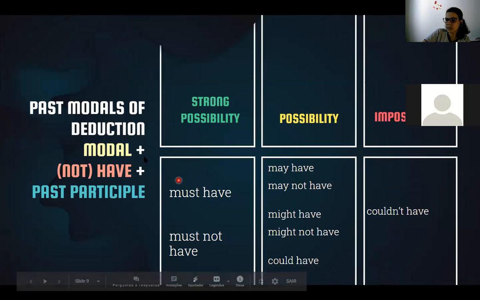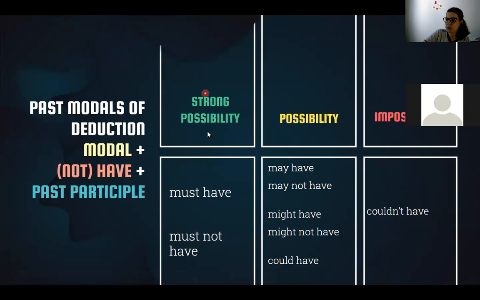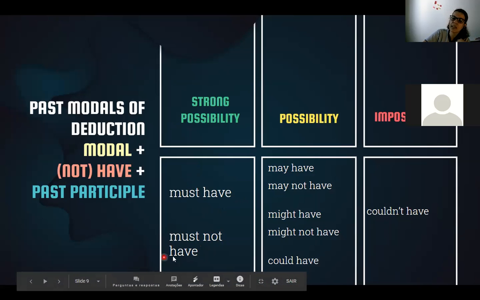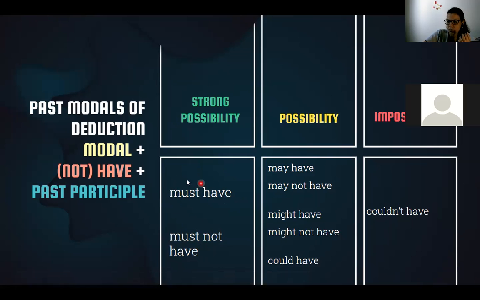So here we have the modals we use for strong possibility. We use must have or must not have. When you say must, you say it will happen. It's certain, okay? It must.